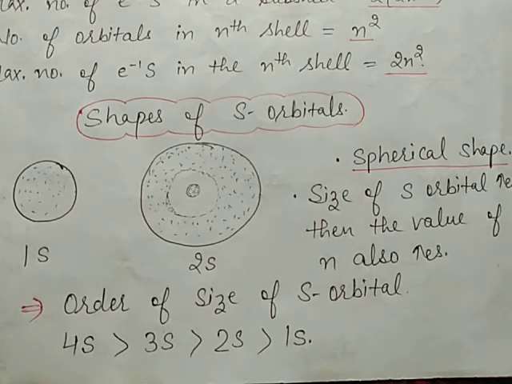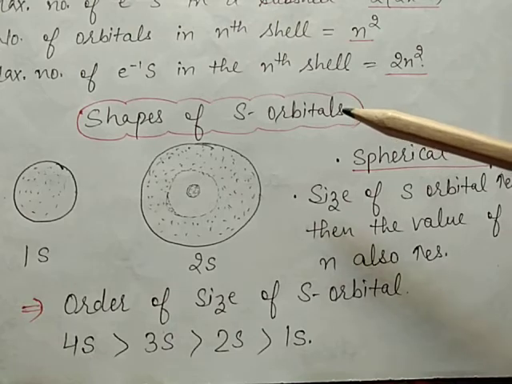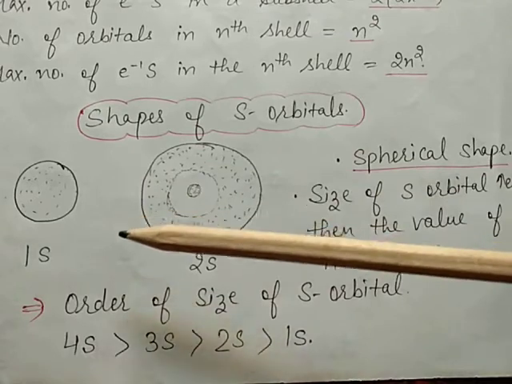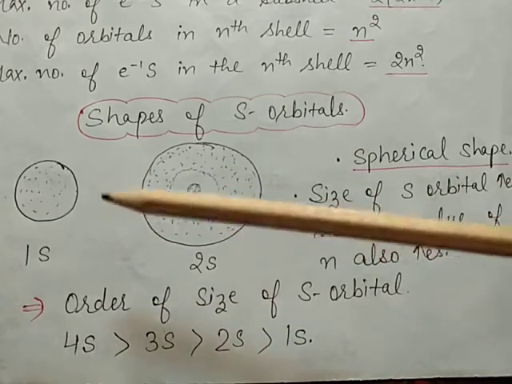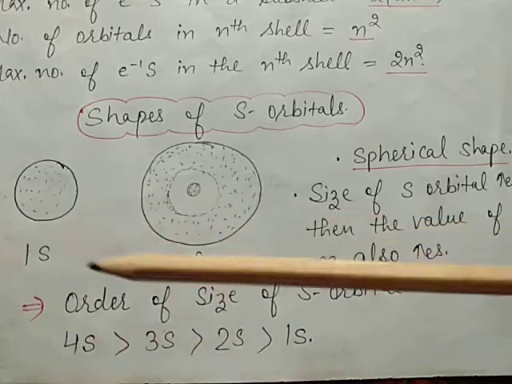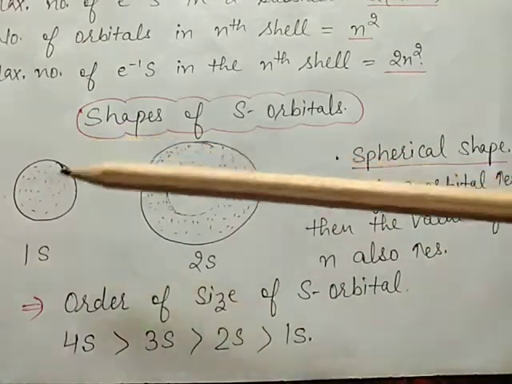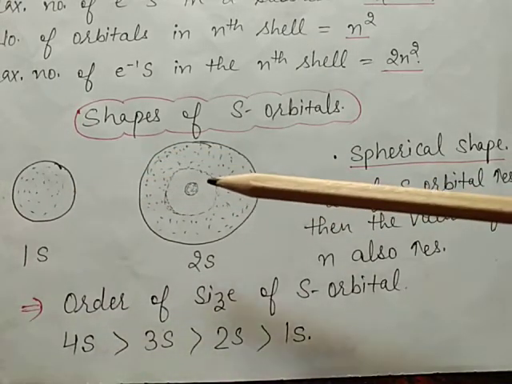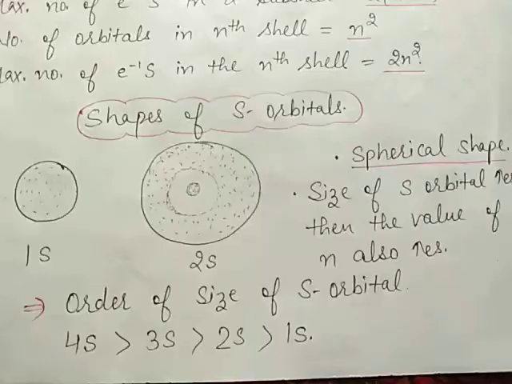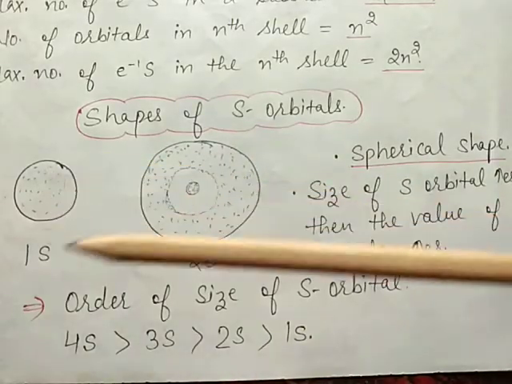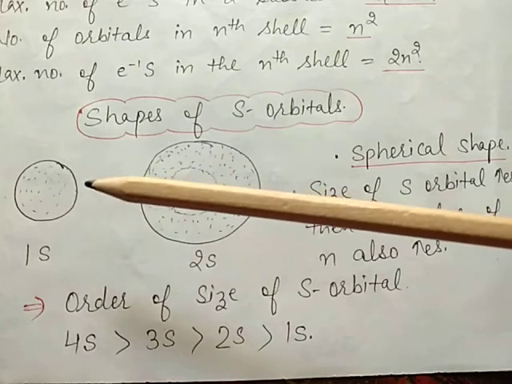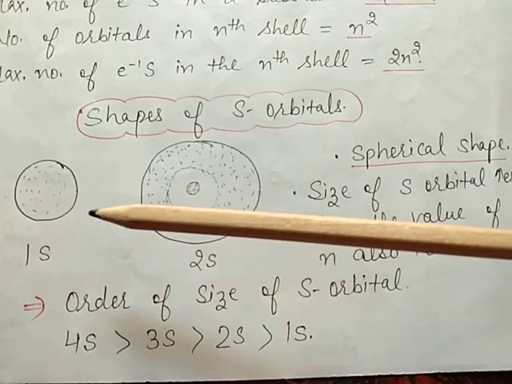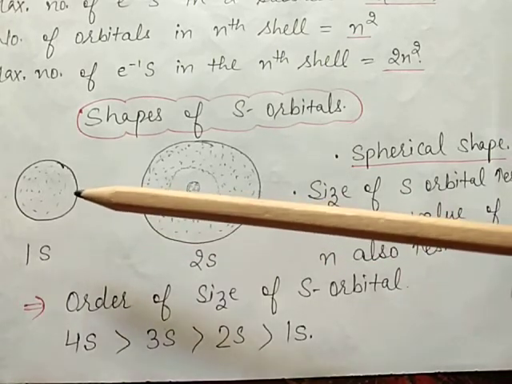Good morning, students. Today's topic is shapes of s orbital. First of all, s orbital is a sphere centered on the nucleus, but in two dimensions it looks like a circle, which encloses a region where the probability of finding electrons is about 90%.